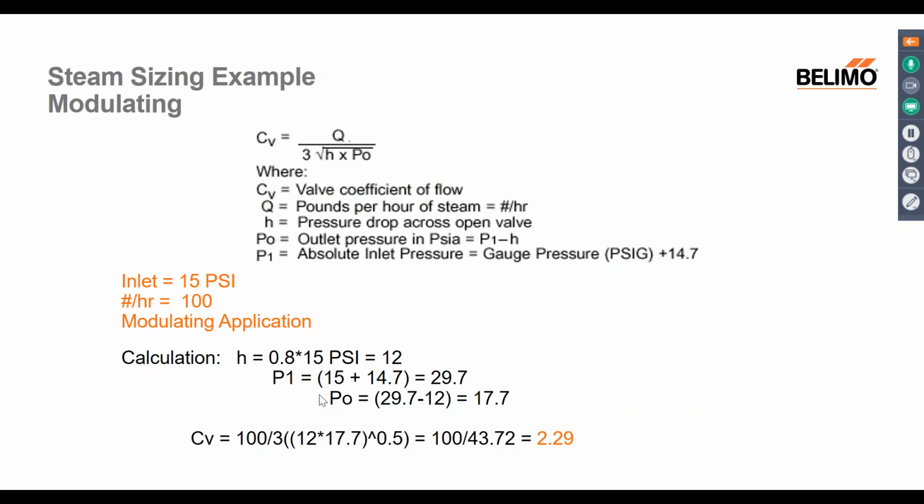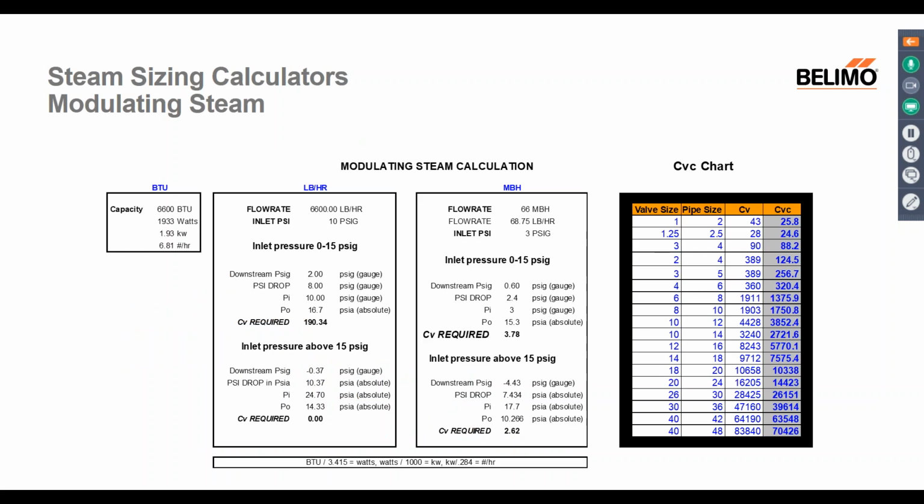And this time it's 100 pounds per hour at 15 PSI, and I have a CV much smaller of 2.29. So there's the math. And again, if anybody wants to go through this math, this presentation will be available to you. This is the way to do it.